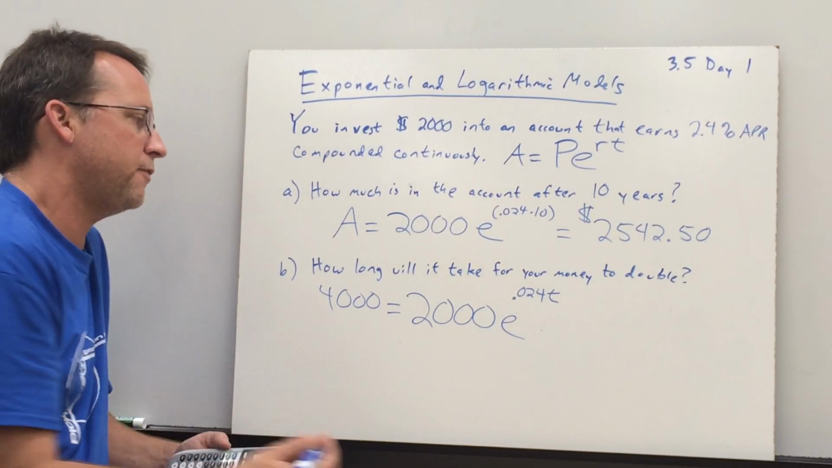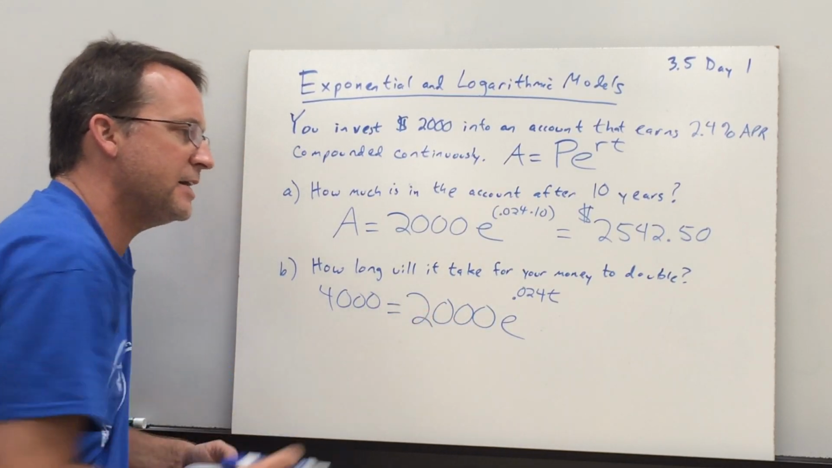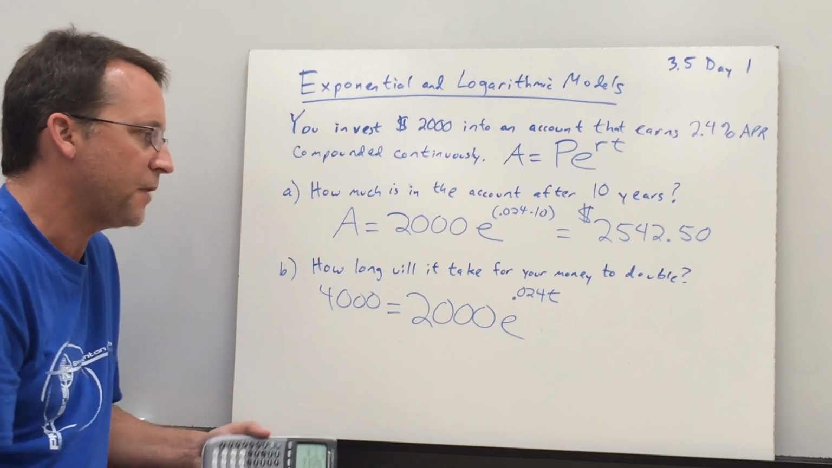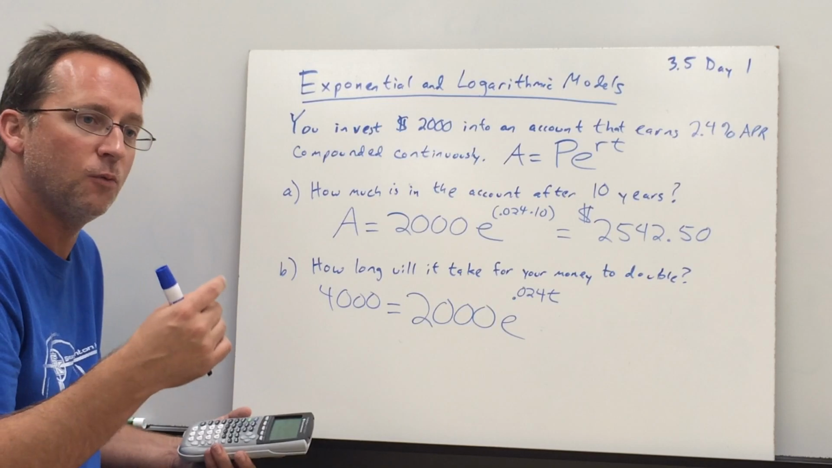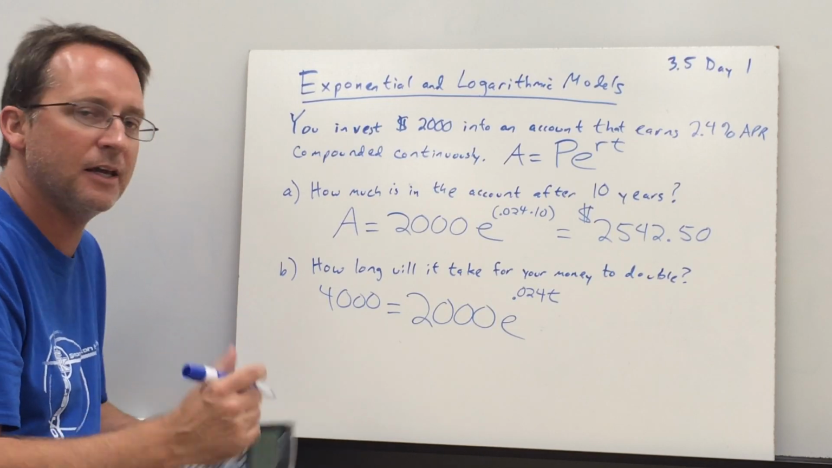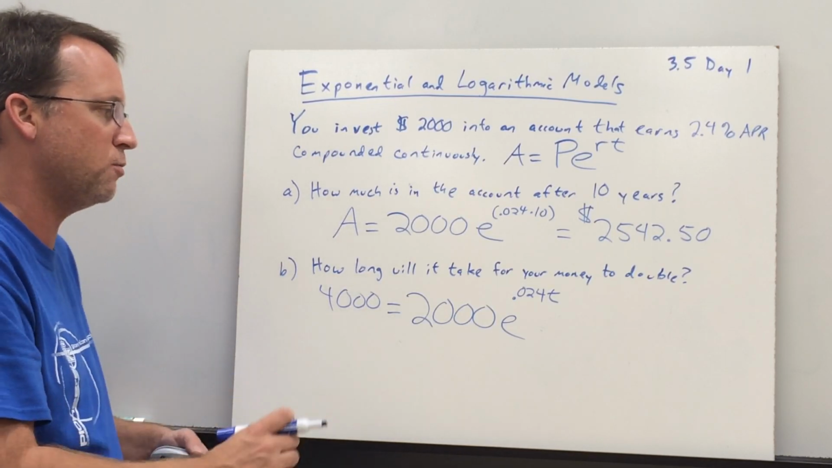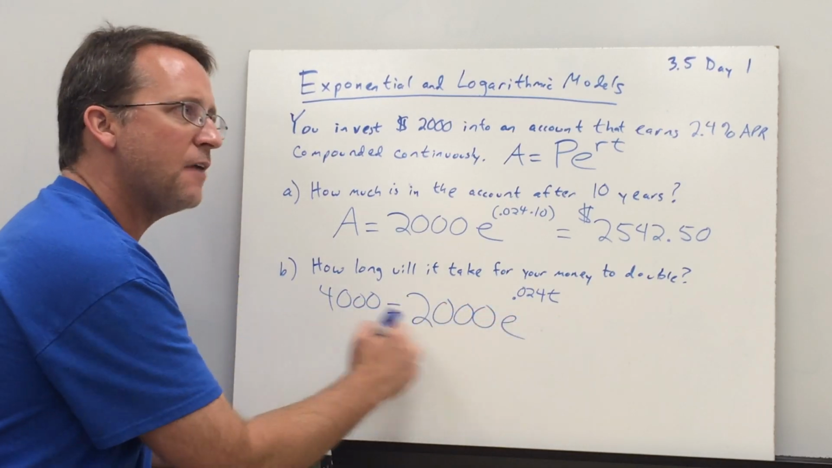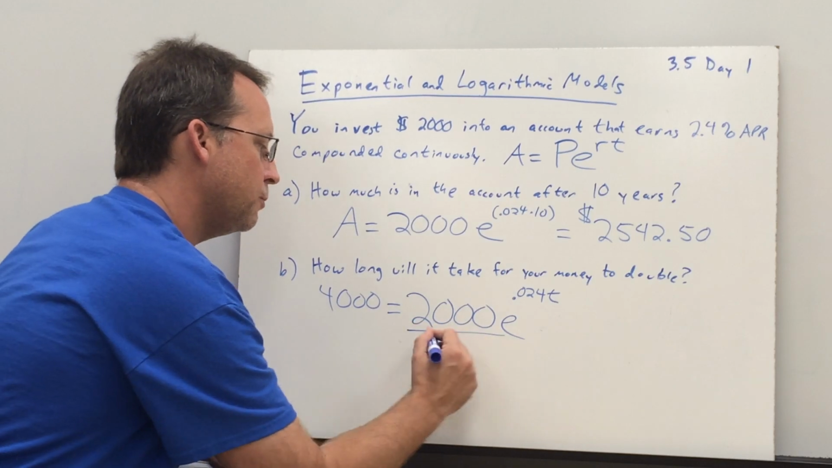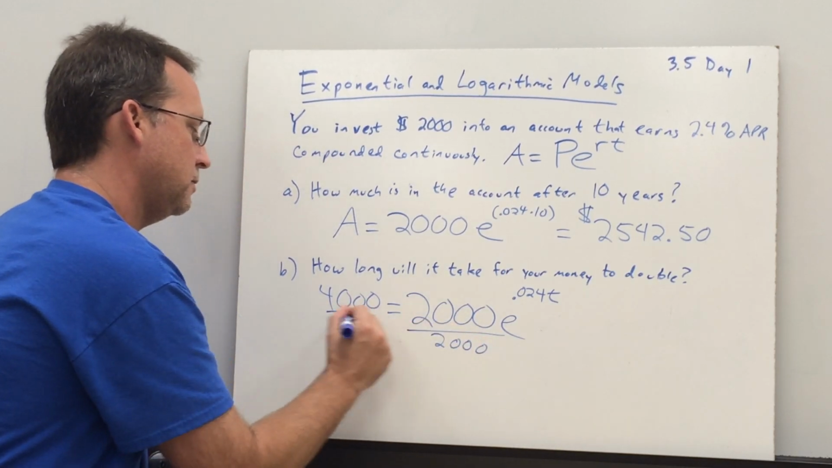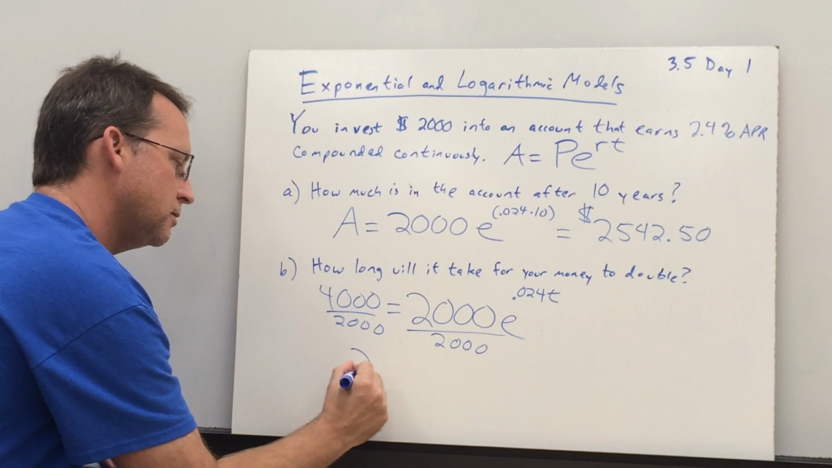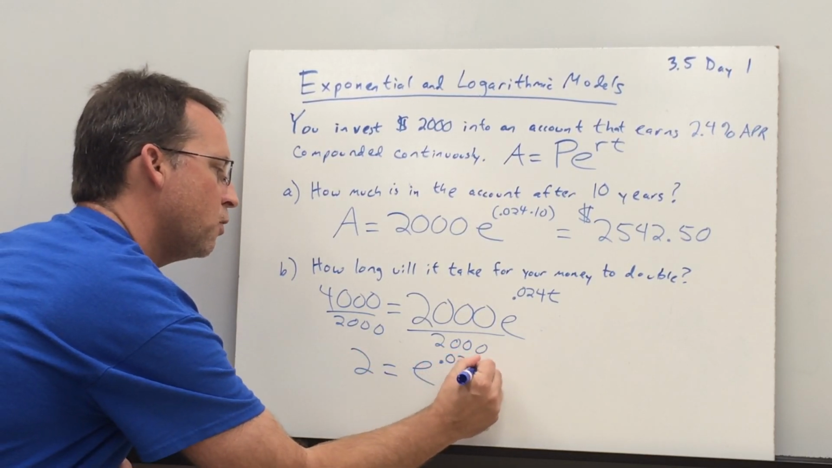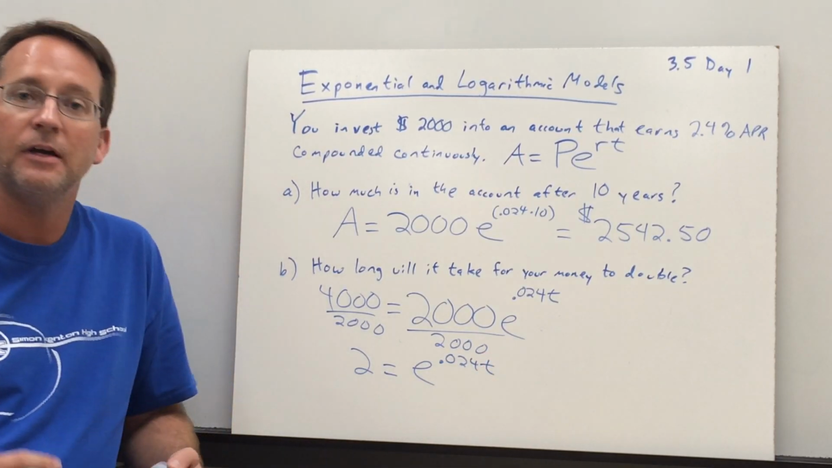You can use the graph. You can graph both sides separately and find the intersection point. That's a perfectly good way to do this. I'm going to show you how to solve this without the graph, but by getting an answer at the end that might be in terms of a natural log. So if we want to get T by itself, I need to divide by 2,000 first on both sides. So I got 2 equals E to the 0.024 T power.